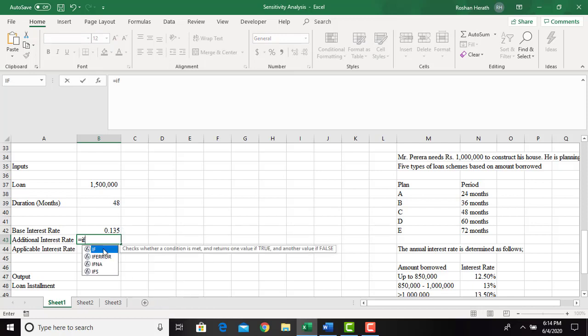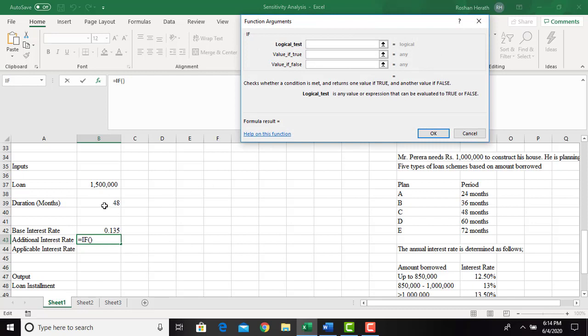You take the if function. If the duration is equal to 24, then you have to pay 0% additional interest rate. If false, you have to take another if, then check whether this is equal to 36.